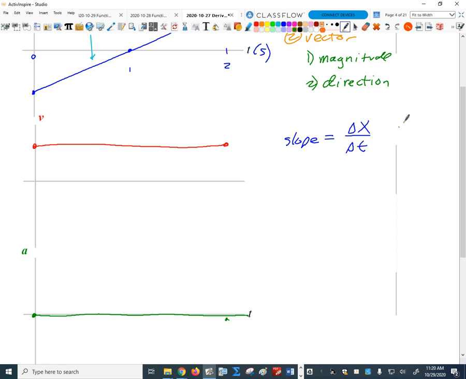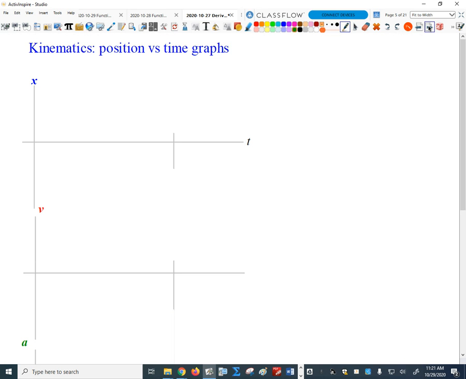Let's try another story. Okay, let's try a more complicated story this time. How about one like this? Are you guys seeing? You're seeing the room, right? Okay, so here's my new story.